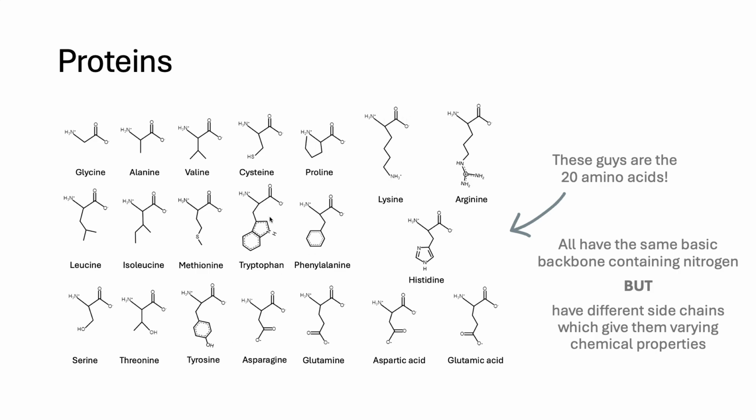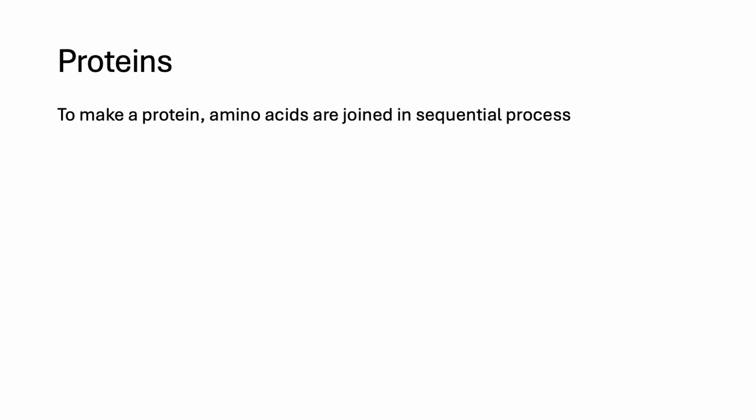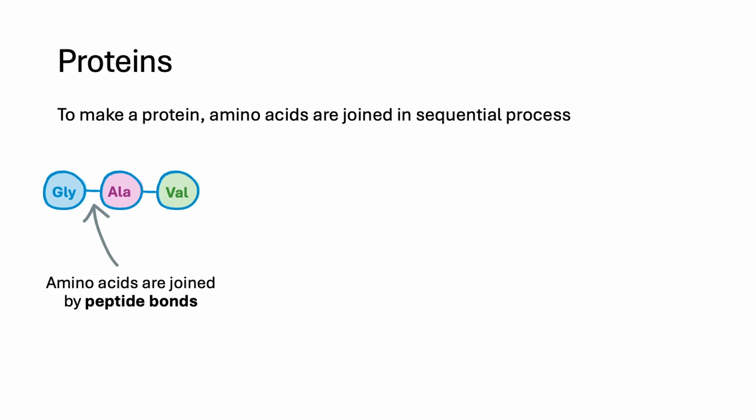So they'll all have different shapes and different arrangements of carbons and other molecules that attach off the main basic backbone that give them all different chemical properties. And so the 20 amino acids have different chemical properties. To make a protein, we join amino acids together in a sequential process. So for example, glycine joined to alanine joined to valine. The bond between 2 amino acids is called a peptide bond.